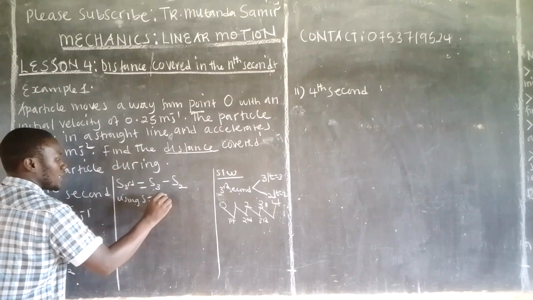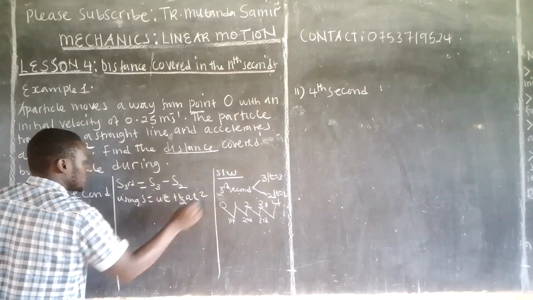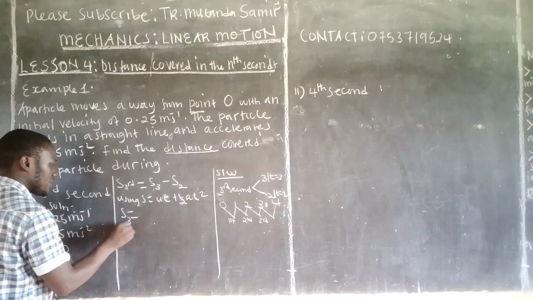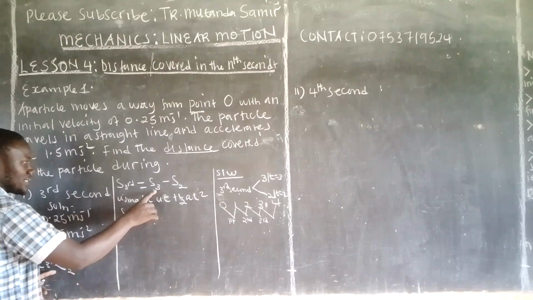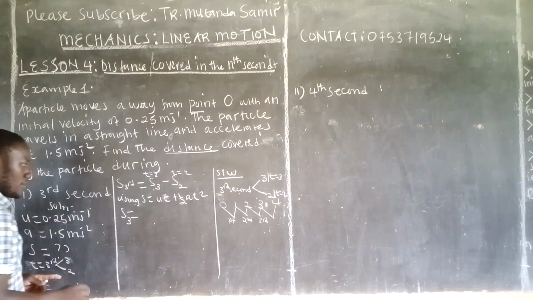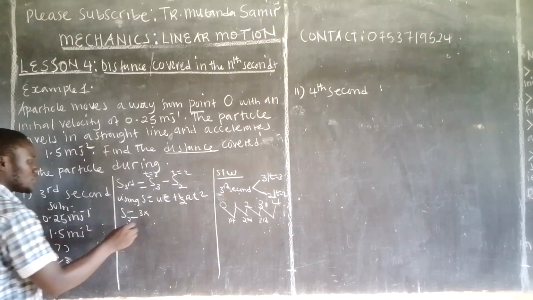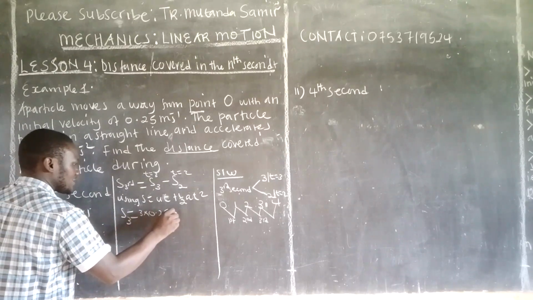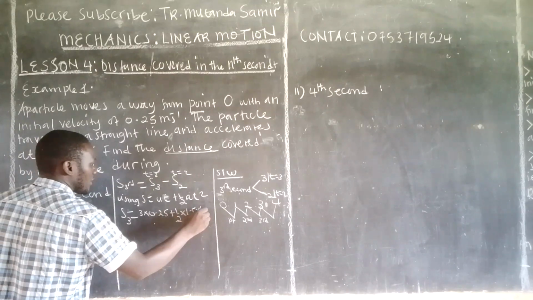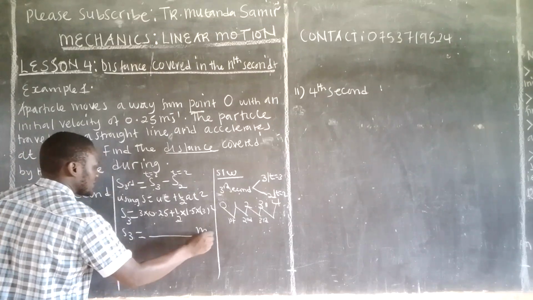Using S is equal to UT plus a half AT squared. Now, what is our U? S3 means the time is equal to 3 here, and S2 means the time is equal to 2. So substituting, this will be 3 times our U, which is 0.25, plus a half times 1.5, which is the acceleration, times 3 squared. Now we shall report S3 in meters, like that.